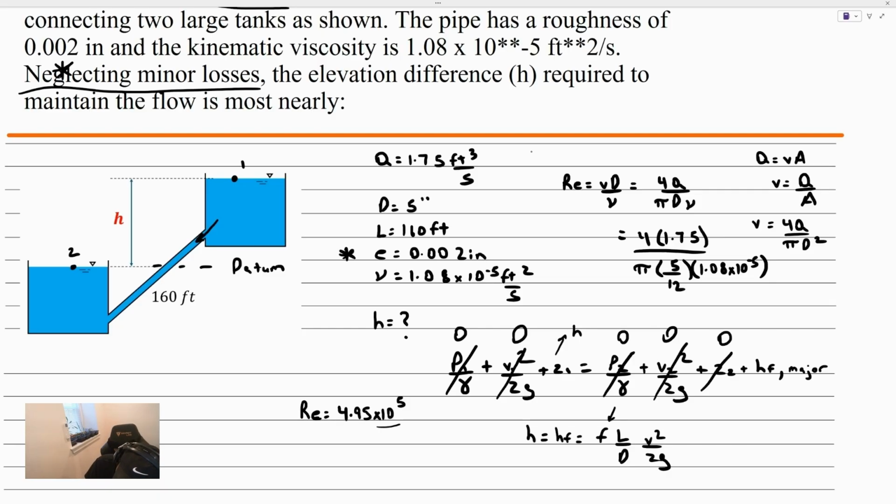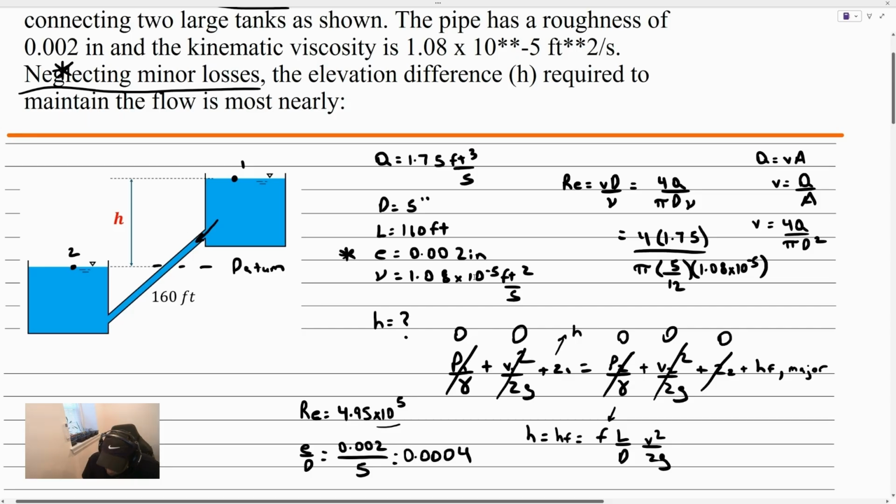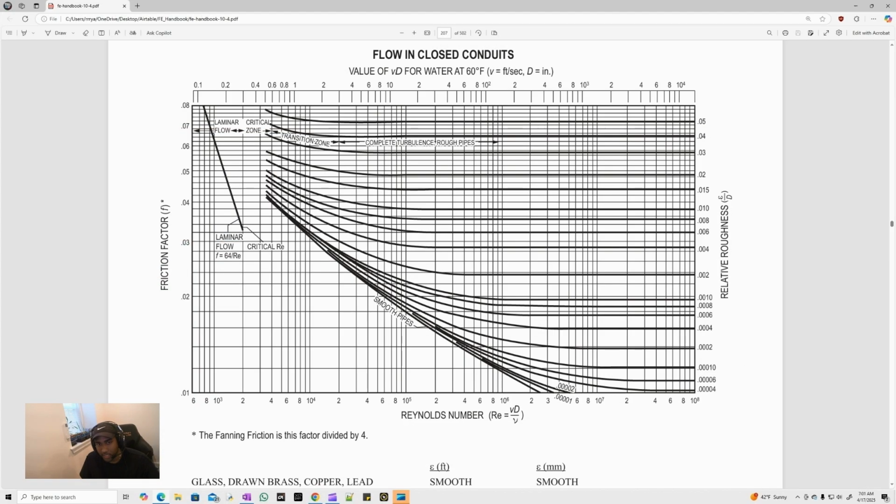The next thing we need is that relative roughness value, the E over D. The roughness was given as 0.002 inch, and the diameter was 5. What that turns out to be is 0.0004. Lots of zeros there. Okay, so the next thing that we're going to do, knowing the Reynolds number and the relative roughness, is go to our Moody diagram in the FE exam manual.